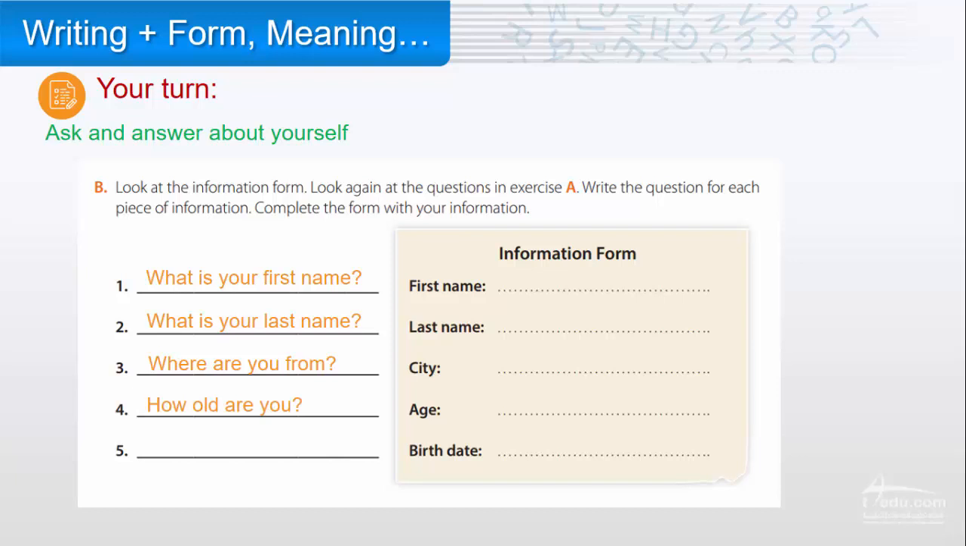5. We'll ask about the birth date. So the question is, when is your birth date? And here you will fill in the information about yourself. Your name, your family name, where do you live, how old are you, and your birth date.